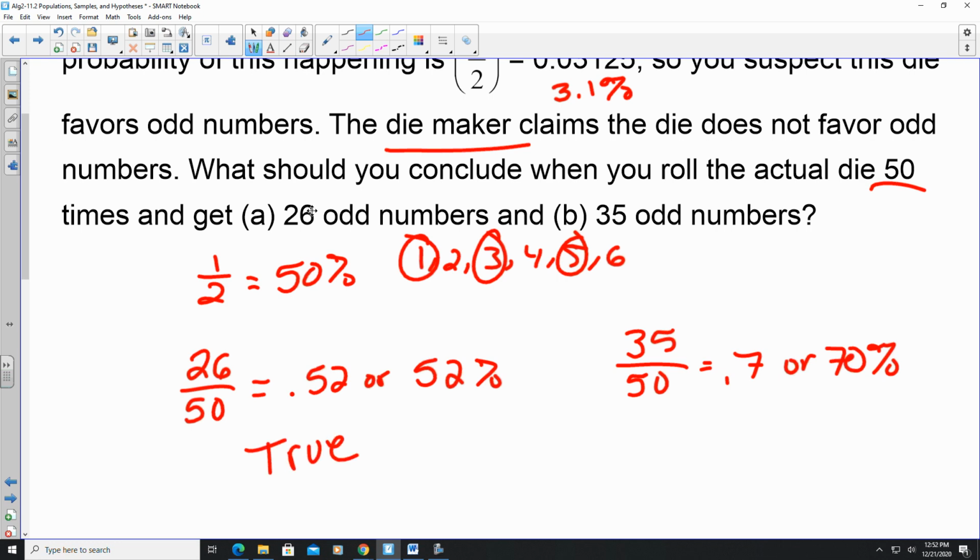Now, if you look at it with respect to example B, by getting 35 odd numbers in 50 rolls, that corresponds again with 70%. And looking at the simulations, because getting 35 odd numbers is highly unlikely to occur by chance, we can say that with respect to example B, the die maker's claim is false.